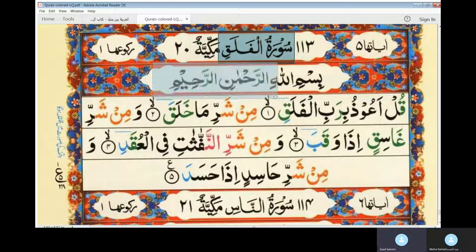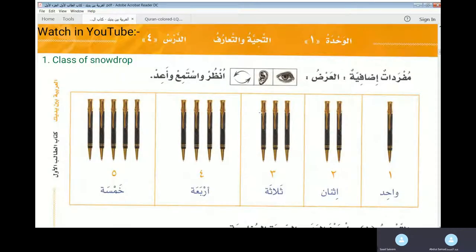Always remember to start the surah with Bismillah, okay? Bismillah. Now read the surah without looking at the Quran.